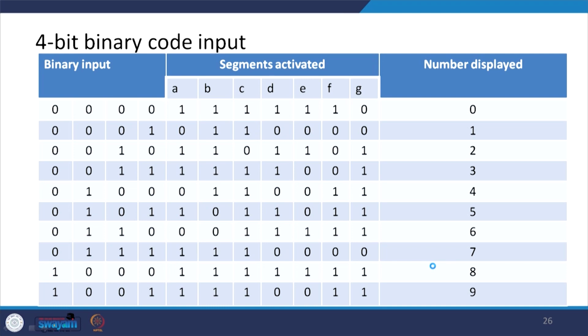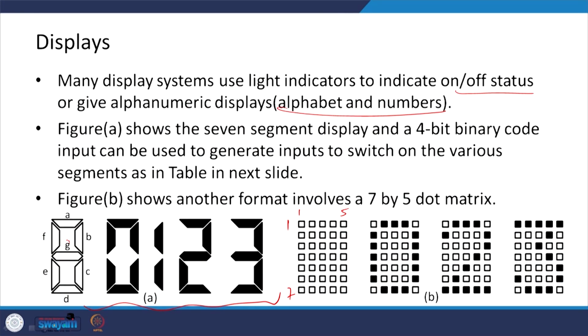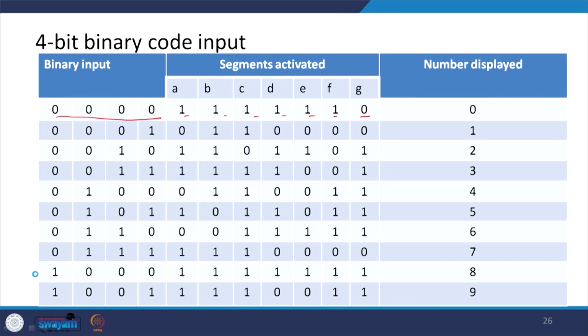So, if we look at the 4 bit binary code input for that, suppose the binary input is 0 0 0 0. We get this by activating all the segments except the middle one, that is G, as we can see. So, except the middle one, we get the number 0.